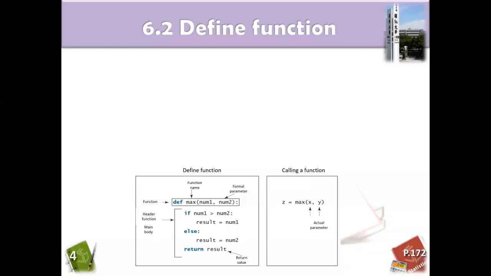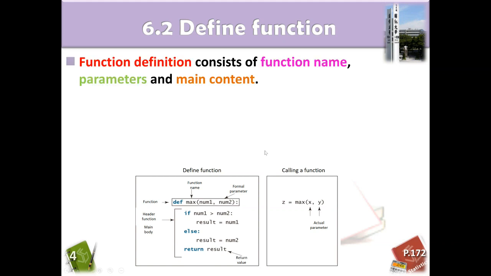Okay, now let's go to chapter 6.2. We will discuss how to define a function, and the details. It's on your textbook page 172. First of all, function definitions consist of a function name, parameters, and a main body.